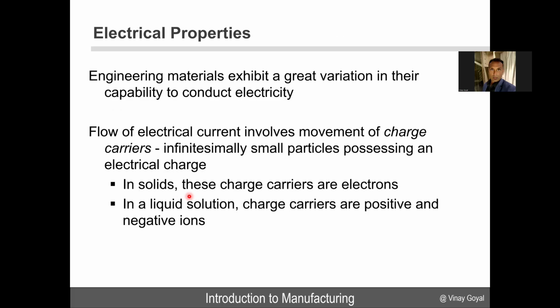Electrical properties are very important. Some engineered materials exhibit a great variation in their capability to conduct electricity. The flow of electrical current involves movement of charge carriers, small particles that possess an electrical charge. In solids, these charge carriers are electrons. In a liquid solution, you have both positive and negative ions.